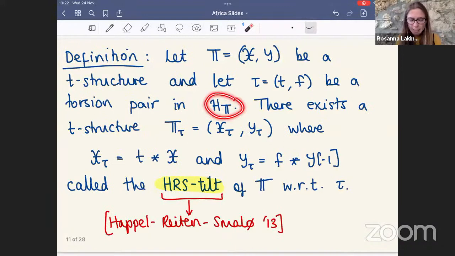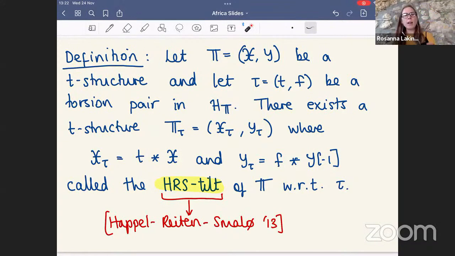Then we can construct a T structure, which I'll call T sub tau, where we take X tau to be the star product of T with X, and we take Y tau to be the star product of F with Y shifted by minus one. And this is a T structure, and it's called the HRS tilt of T with respect to tau. The HRS stands for Happel, Reiten and Smalø, who introduced them, and they proved that this is indeed a T structure. So this should be sort of a definition-proposition, because there's something to prove.